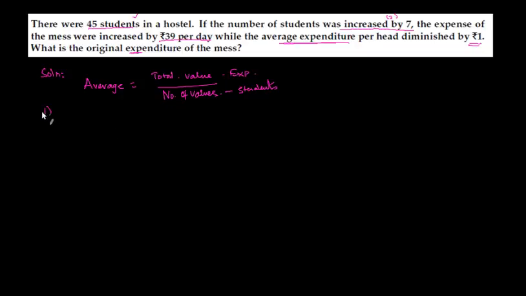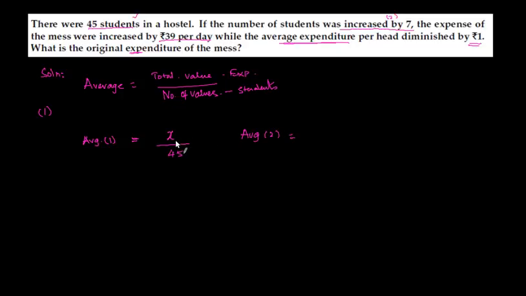There are two scenarios. So let's put scenario 1. In scenario 1, how many students are there? 45 students. So what is the average? Average is not given, so let's keep this average 1. What is the total expenditure here? Total expenditure is not given. Let's keep that as x. Number of values, that is students, is 45.